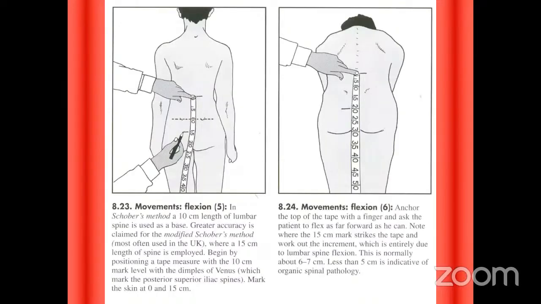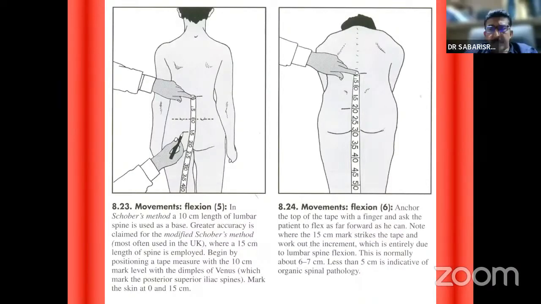That's very important. So flexion of the spine is actually measured by using this Schober's test, where you keep a flexible measuring tape around 10 centimeters from the dimple of Venus. This is the dimple of Venus or the posterior superior iliac spine, and you mark a position on the 15 centimeter mark, and you ask the patient to bend the spine forwards, and you just measure the excursion. Normally, it should be around 6 to 7 centimeters. If the excursion is less than 5 centimeters, that means the flexion of the spine is affected.